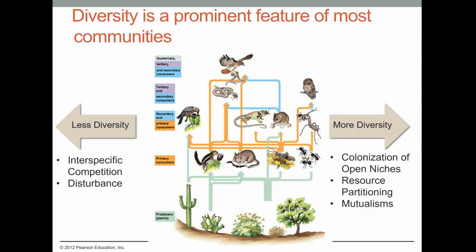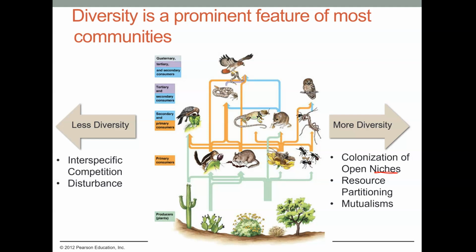Okay. When we're talking about a community, we also want to talk about diversity. When we have more diversity, we're not going to have a niche that goes unfilled. In other words, we're going to have an animal or an organism that is colonizing every type of niche. So that means lots of resource partitioning. Remember, that means that all these animals are breaking up their roles in a community and utilizing their particular resource to the best of their ability. And we also see lots of mutualism.